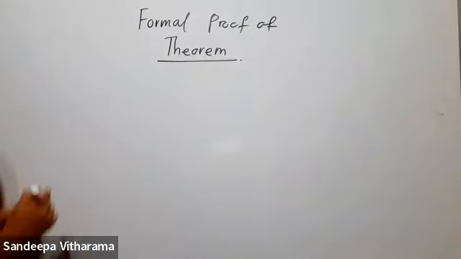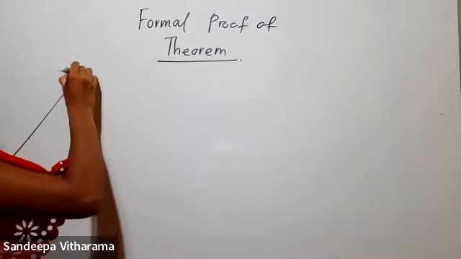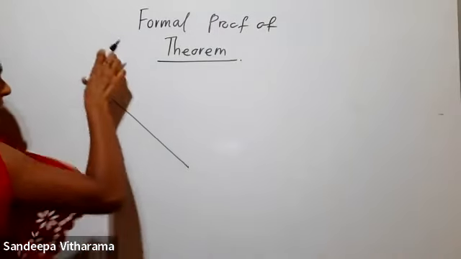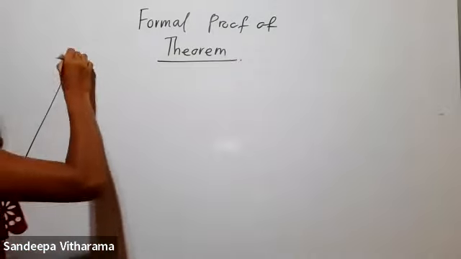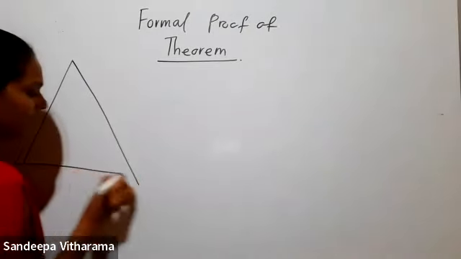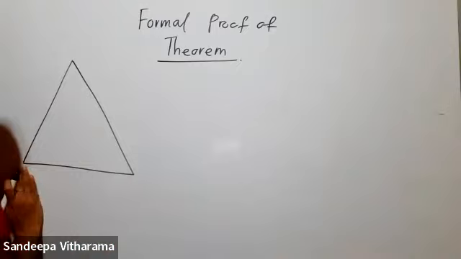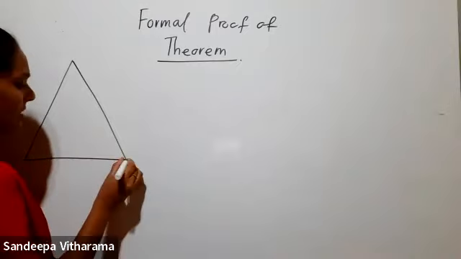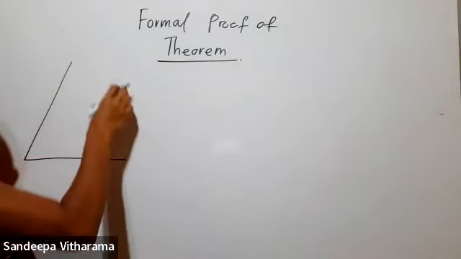Okay. When you do the formal proof, first of all, we need a triangle. It should be an isosceles triangle.